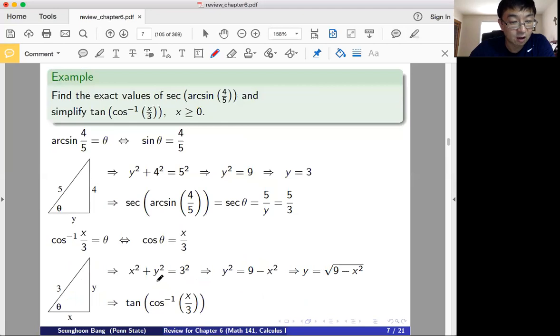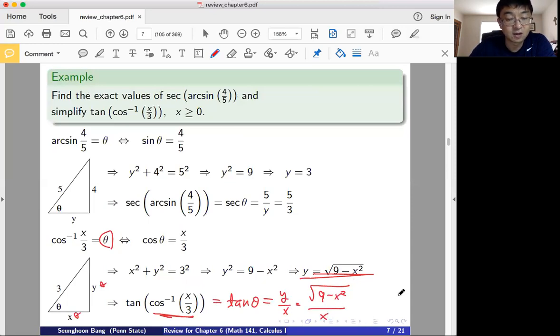Next, you can solve. You plug theta into here. The answer is tangent theta. What is tangent theta? Opposite over adjacent. So we have y over x. What is y? y equals the square root of 9 minus x squared. So the square root of 9 minus x squared over x. So that's it. This is the whole idea for solving this problem.